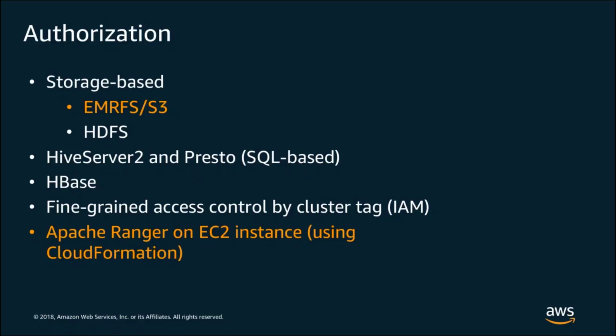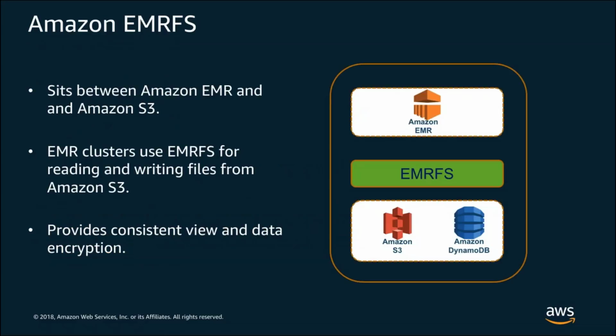In today's session, we will focus on EMRFS authorization for your data in S3, as well as some fine-grained access control that you can establish using the open source Apache Ranger project. So a quick primer on EMRFS. EMRFS is an implementation of HDFS that sits between EMR and S3 and allows EMR clusters to read and write files to S3. It offers a couple of neat features. Those features are called consistent view and encryption.